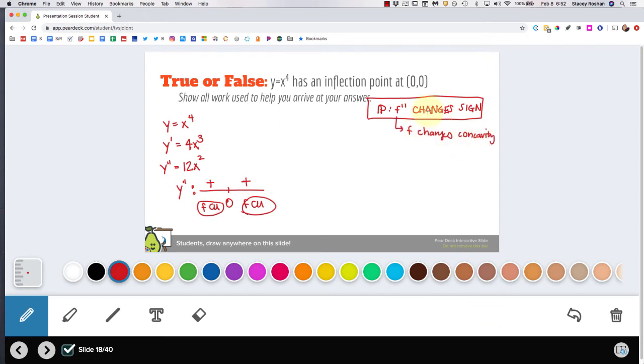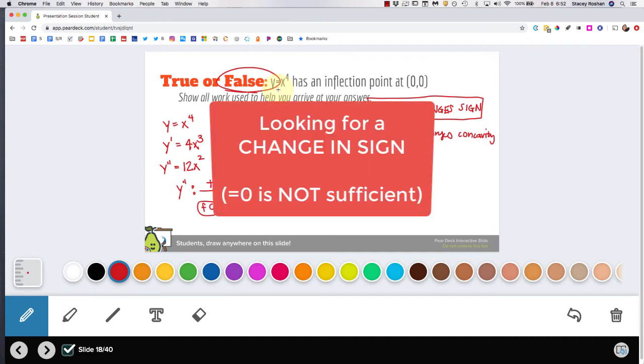A change in concavity is another way to say that f double prime changes sign, right? Because f double prime positive meant that f was concave up. f double prime negative meant that f is concave down. And so in this one, we have no inflection point, and our answer is false, even though f double prime does equal 0 at x equals 0. So don't get tricked. In order to show an inflection point, we must have a change in sign. Just like in order to have a max, we must have a change in sign. Not just f prime equals 0, f prime changes sign for a max or min. For an inflection point, not just f double prime equals 0, but f double prime changes sign. Okay, I think I've made my point.